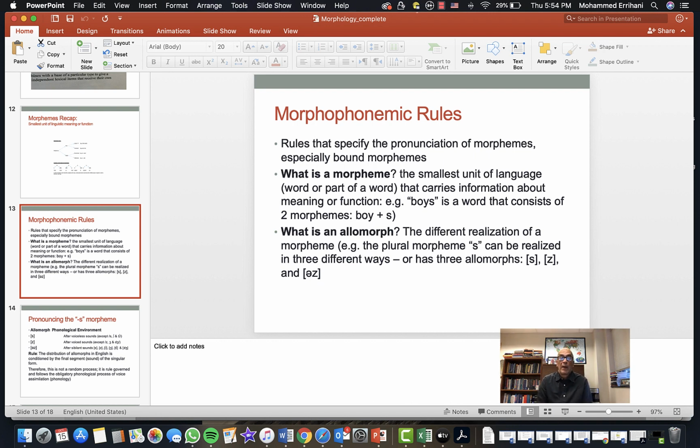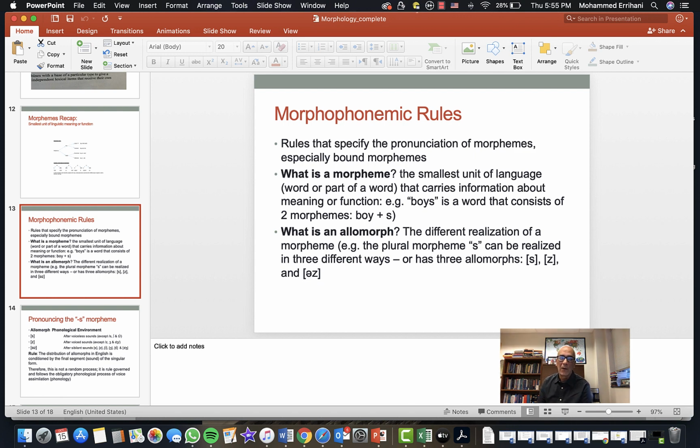Now we come to discussing in a bit more detail these bound morphemes, and we will talk about what we call morphophonemic rules, and they're rules that specify the pronunciation of morphemes, bound morphemes in particular. So again, a morpheme is the smallest unit of language, a word or part of a word that carries information about meaning or function. This is just a recap of what we had said earlier. So boys is a word that consists of two morphemes, boy and s.